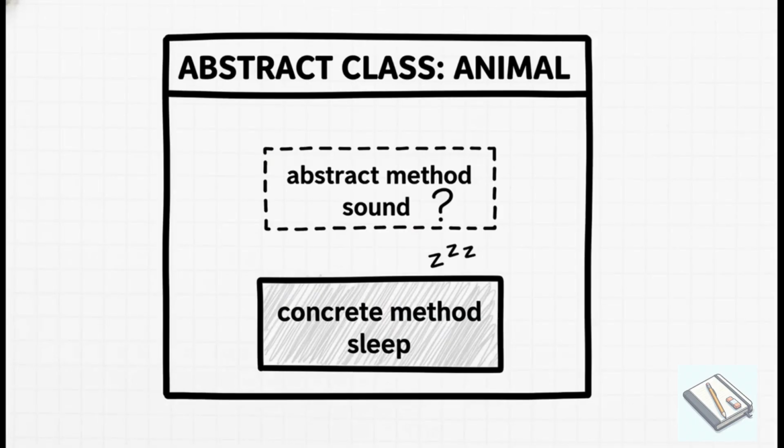Let's look at a real example. See this animal abstract class? It's got a mix of things going on. The sound method is abstract. It's just a placeholder, a rule. But look at the sleep method. It's already got code. That means any class that extends animal, like a dog or a cat, gets that sleep behavior right out of the box, completely free.